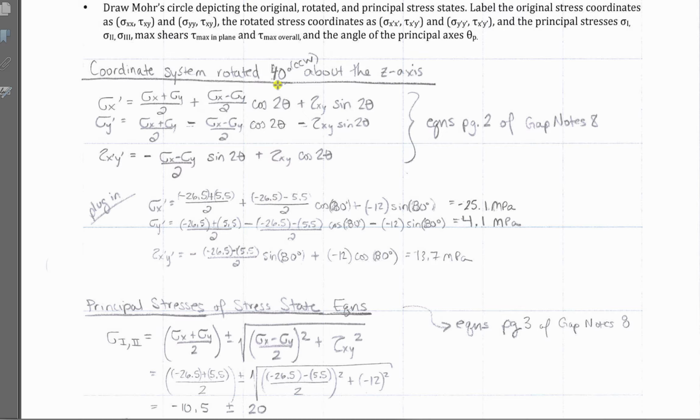And note that our rotation was 40 degrees counterclockwise, so the thing that gets plugged in for 2 theta here is 80 degrees. And that is counterclockwise as defined in our system, that's positive, so that's why we have a positive 80 degrees plugged in for all of these. And if we're consistent with all of this, this should work out with our Mohr circle.